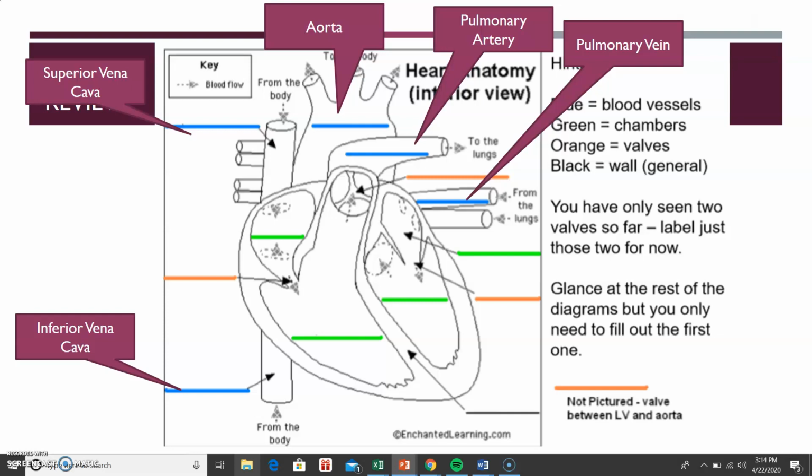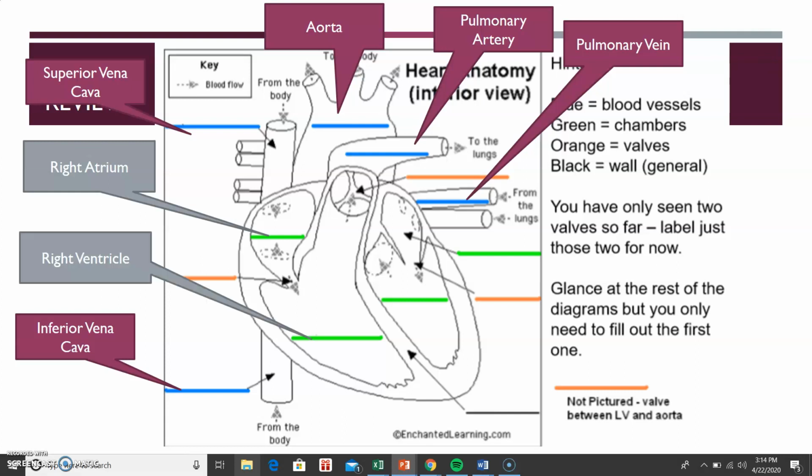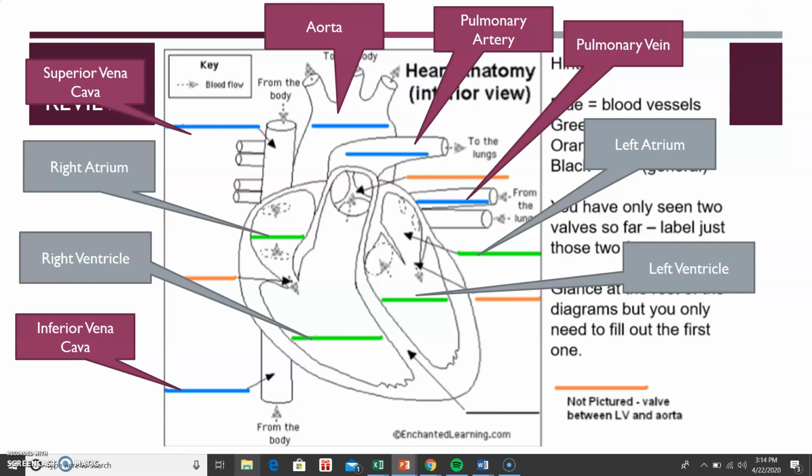Okay, valves. So, oh no, not valves, chambers, sorry. The top chambers are called the atria, and the bottom are ventricles. So this one here is your right atrium, because it's like stage directions here, right? So even though it's on the left side of this diagram, it's your right atrium, and then your right ventricle. And then you have your left atrium and your left ventricle.